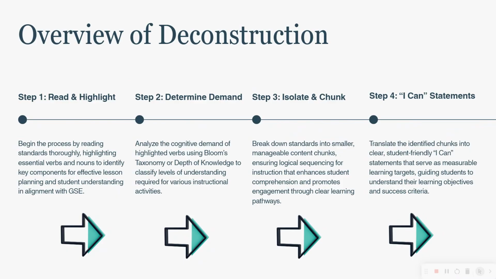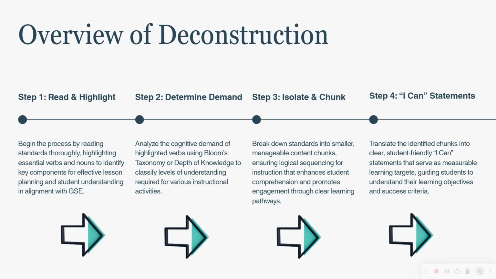Next, we analyze the cognitive demand of the identified verbs using Bloom's taxonomy or depth of knowledge to classify levels of understanding required for various instructional activities. Then, we break the standards down into smaller, more manageable content chunks. This ensures logical sequencing for instruction and enhances student comprehension, promoting engagement through clear learning pathways.